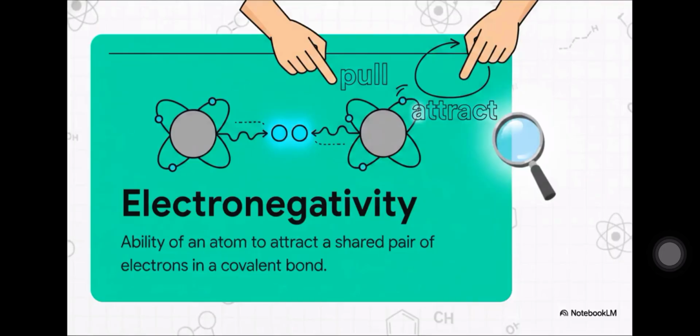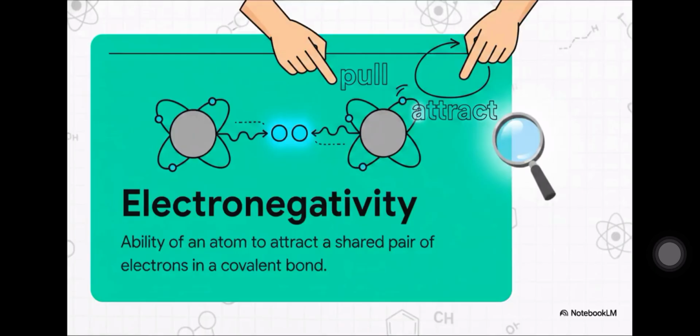Let's see how this builds. We are transitioning now from isolated atoms to atoms in an actual relationship. Electronegativity, or EN, is the ability of an atom to pull or attract a shared pair of electrons to itself in a covalent bond. I really want to emphasize those words for a second. Pull, attract, and shared pair.